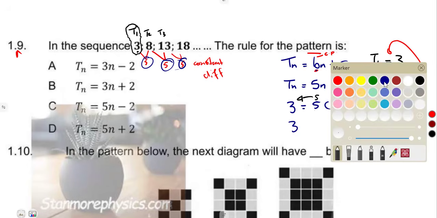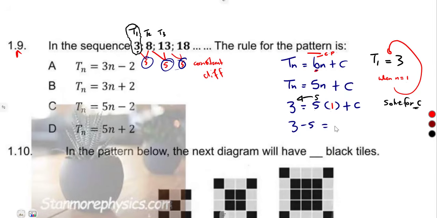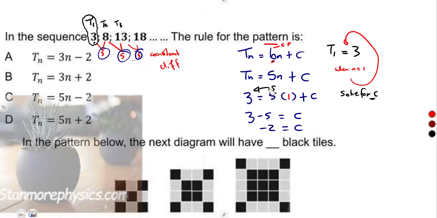So that will be a negative what? A negative 5, which is equal to C. 3 minus 5, that's minus 2, which is equal to C. So C is equal to minus 2, meaning to say, in place of C in this part of our equation, we are going to substitute our C here, which is what? A negative 2. So that's plus minus 2, which is what?